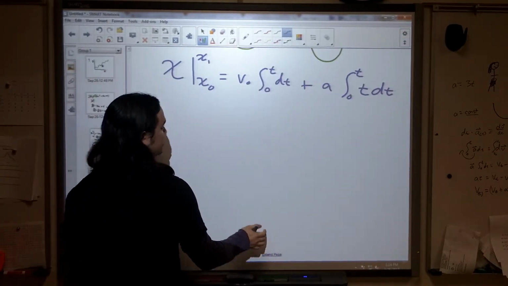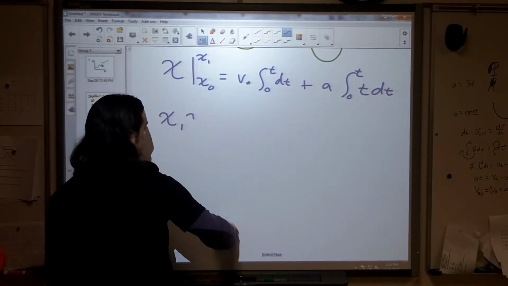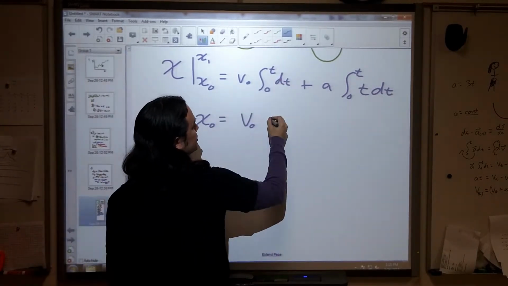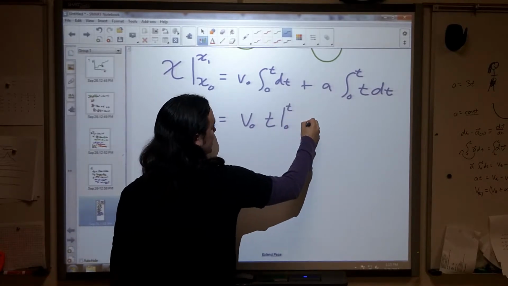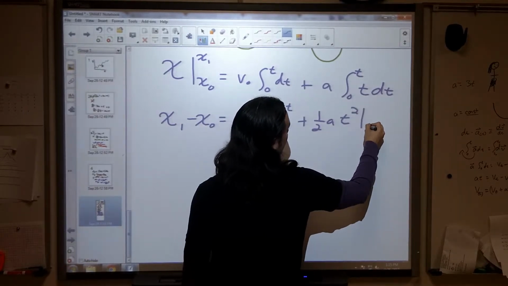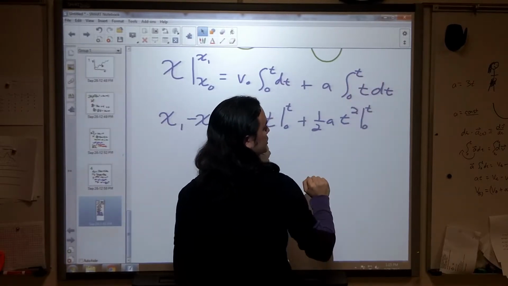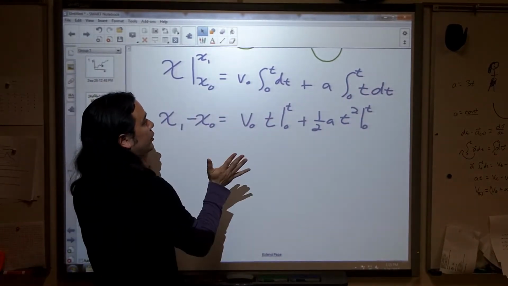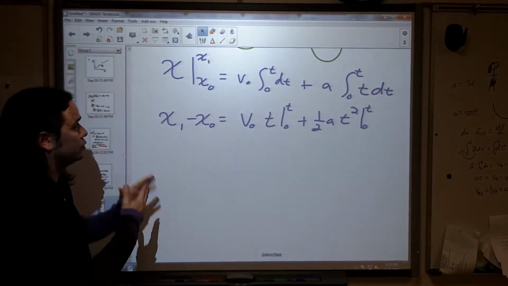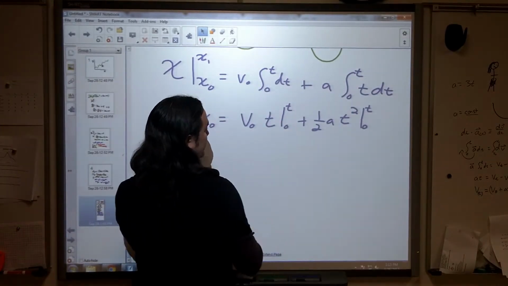I'm going to go ahead and fill this in. This may be a bit of a leap if you haven't had much calculus before. We're going to have x final minus x initial equals v naught times t evaluated from 0 to t, plus 1/2 a t squared evaluated from 0 to t. t would integrate to 1/2 t squared. Great. We don't need a plus c in here because we have definite integrals where we have our limits.